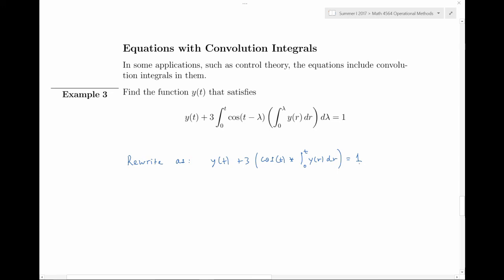Computing the Laplace transform gives us the Laplace transform of y plus 3 times the product of the Laplace transform of cosine, which is s over s squared plus 1, times the Laplace transform of this integral, which is 1 over s times y of s. This equals the Laplace transform of 1, which is 1 over s.